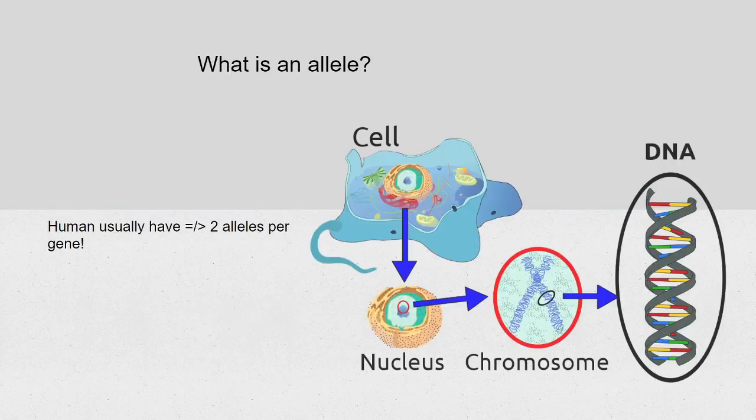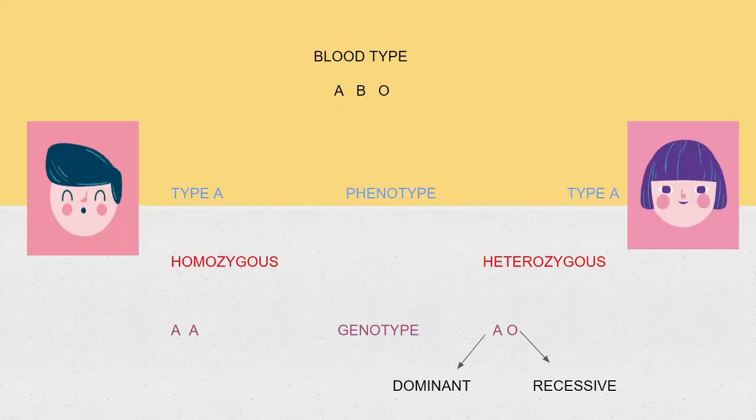The first word I want to introduce is allele. An allele is a section on the chromosome that codes for a specific gene that makes you. Humans have 2 copies of each chromosome, so we can say that humans usually have 2 alleles for every specific gene, one from your father and one from your mother. So let's take an example and talk about blood type.